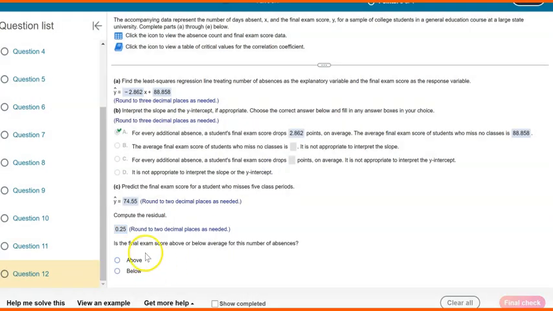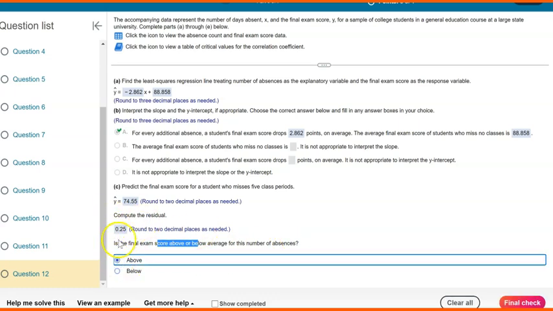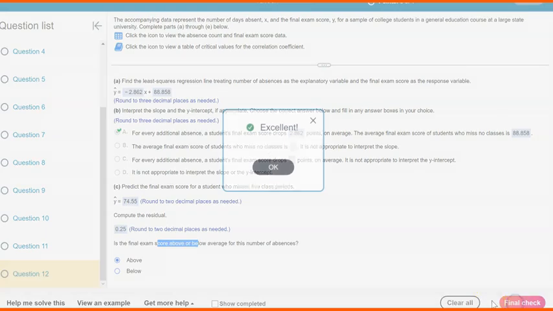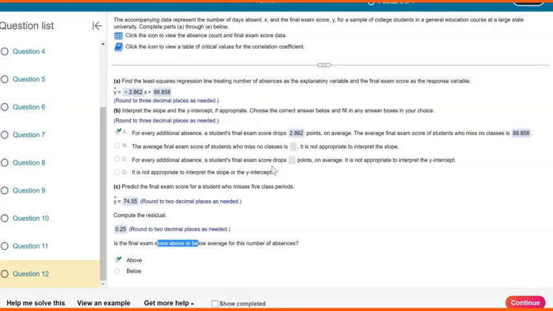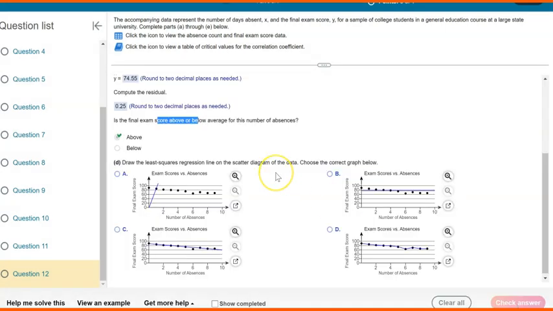Now, is the final exam score above or below average for this number of absences? It's of course above, because the residual is positive. This is above the average. Okay, final check. Okay, next question. Oh, we do have one, I'm sorry.